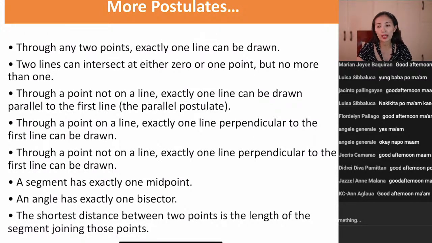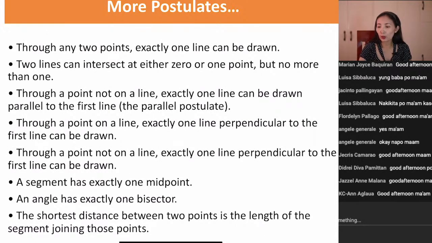Next, 2 lines can intersect at either 0 or 1 point, but not more than once. So if we have 2 lines, they may intersect once or never intersect at all. For Euclidean geometry, 2 lines may never intersect. And how do you call those lines? Parallel lines. If the 2 lines never intersect, we classify them as parallel lines. But for non-Euclidean geometry, two parallel lines can intersect.